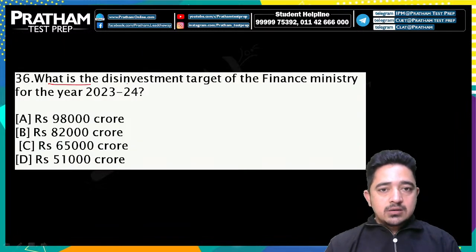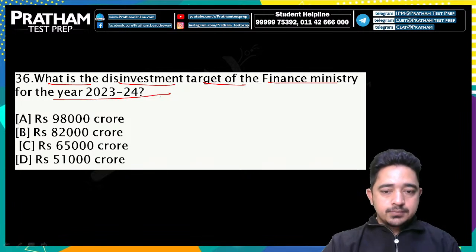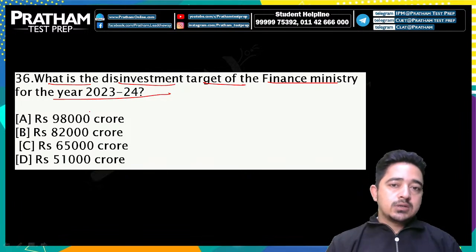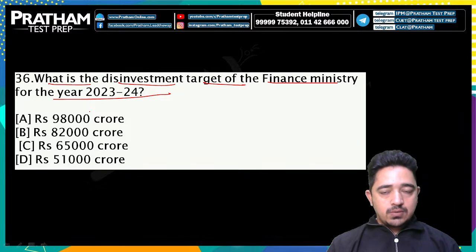What is the disinvestment target in the finance ministry for the year 2023-2024? 98,000 crore, 82,000 crore, 65,000 crore, 51,000 crore.